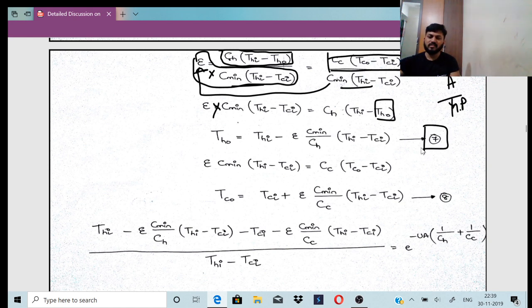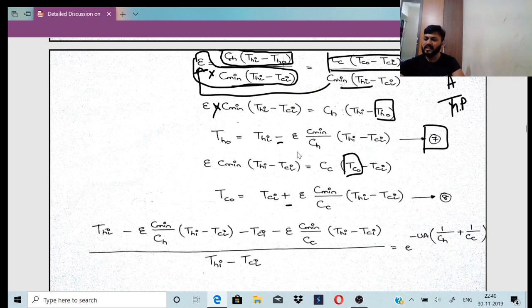तो Th naught will be ThI minus epsilon C minimum divided by Ch, (ThI minus TcI). My seventh equation. Similarly, ये जो equation है cold fluid का, I will write it in one term and I will find out the value of Tc naught. Here Th naught was there here, so it is basically negative. तो इधर मुझे negative sign आएगा. Here Tc naught is positive, so I'll get a positive sign here.